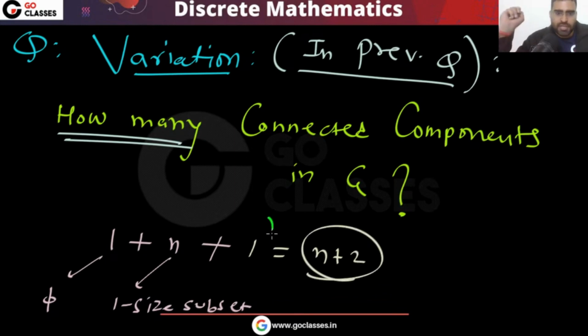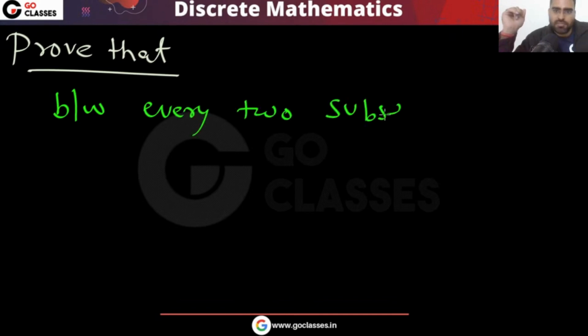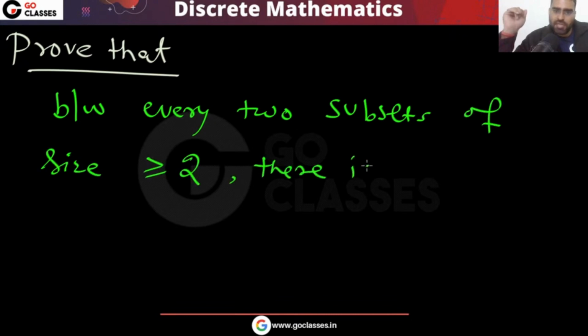But how to prove that the remaining will be in single component? See what you have to do. There is a path between every 2 remaining vertices. Okay, this is what you have to prove, correct? Prove that between every 2 subsets of size greater than or equal to 2, there is a path. There is a path. Did you prove it?